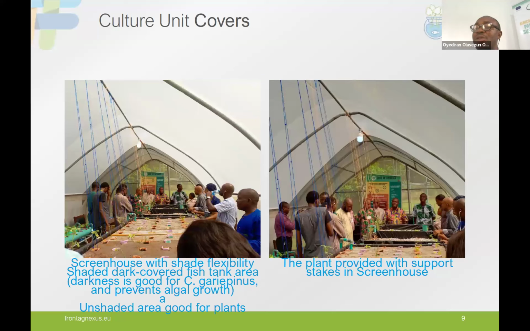So in order to make room for the plants also, we have divided the area, where we have the plant area that has light because they enjoy light. And then we have the catfish area that has the dark end. And then the plants are also supported with a number of stakes in the screen house. Next slide, Michael.